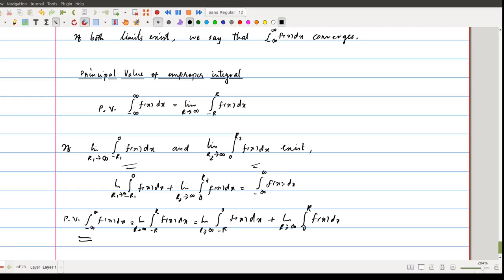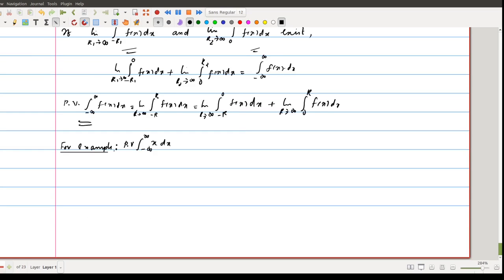However, the converse need not be true. We can see that the principal value exists for some improper integrals, but these two limits need not exist. So the one implication is always there, but the converse need not be true.